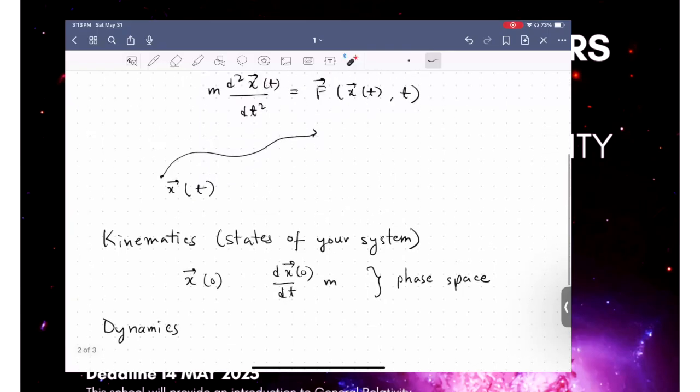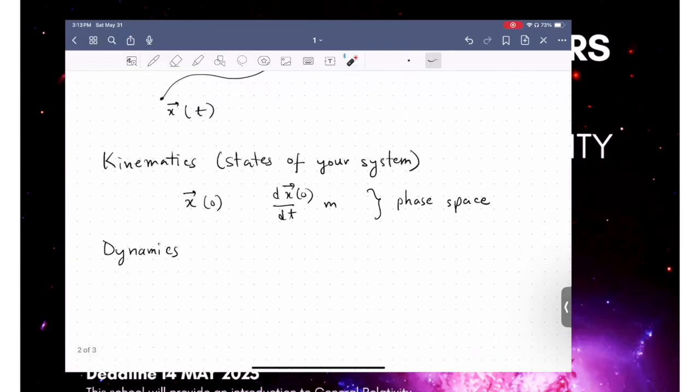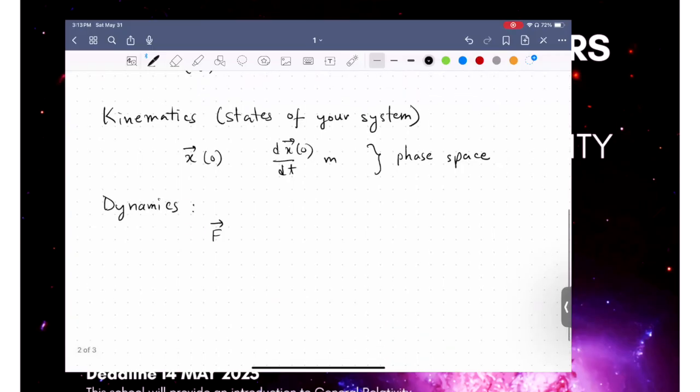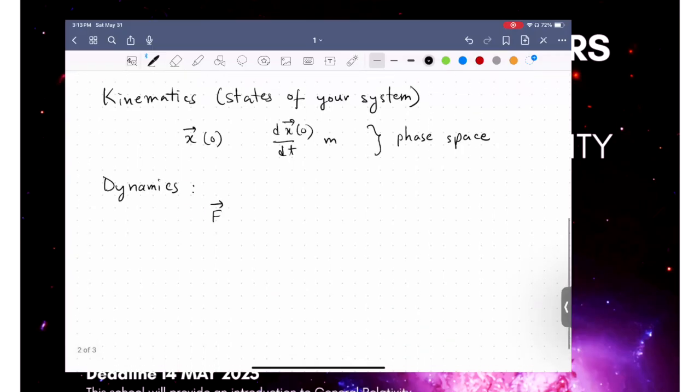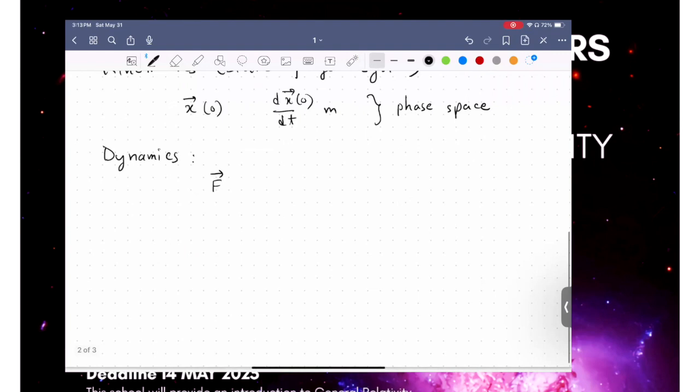So in this example of Newtonian mechanics, this dynamics is encoded in force. All right. So this is going to be the prototype of any classical mechanical system.